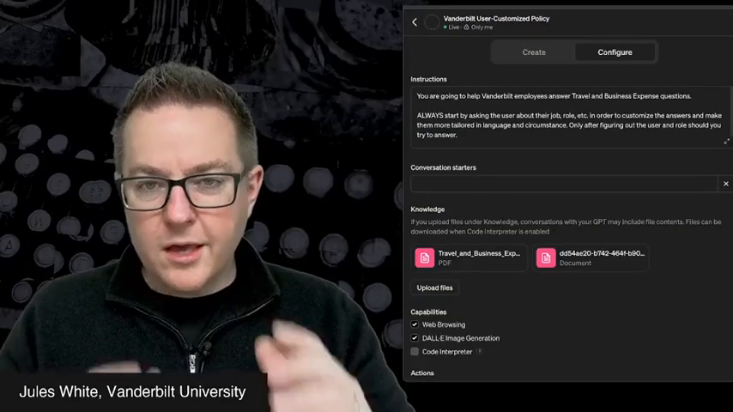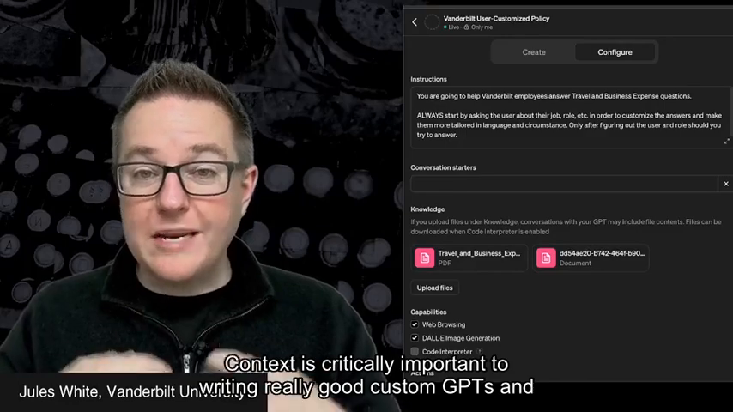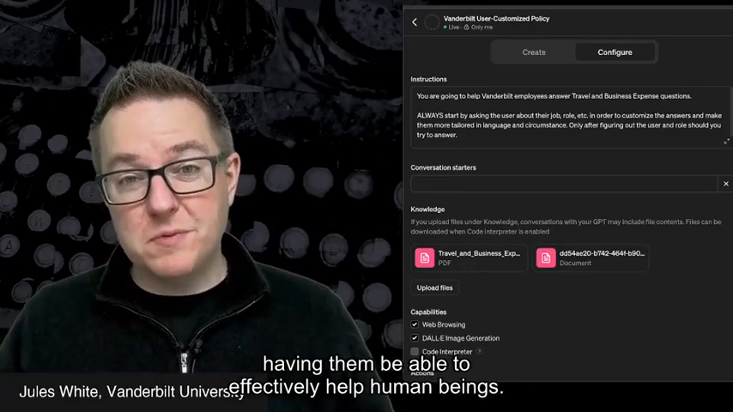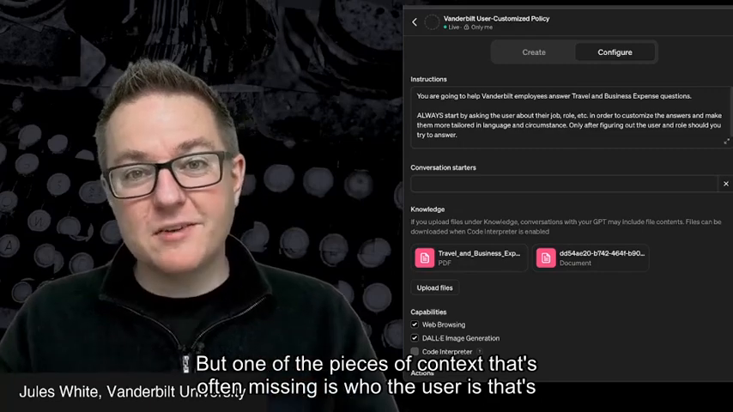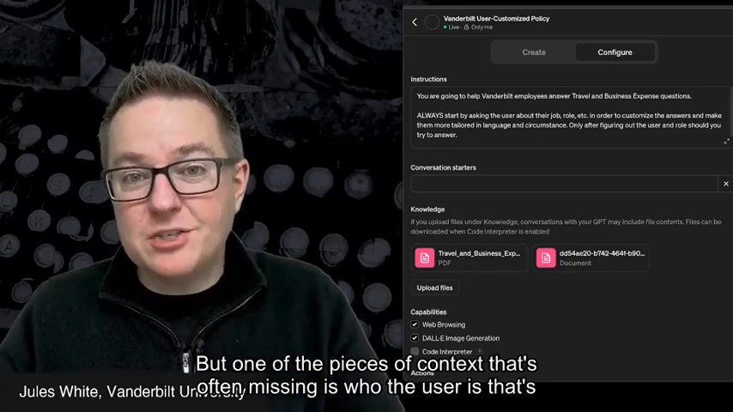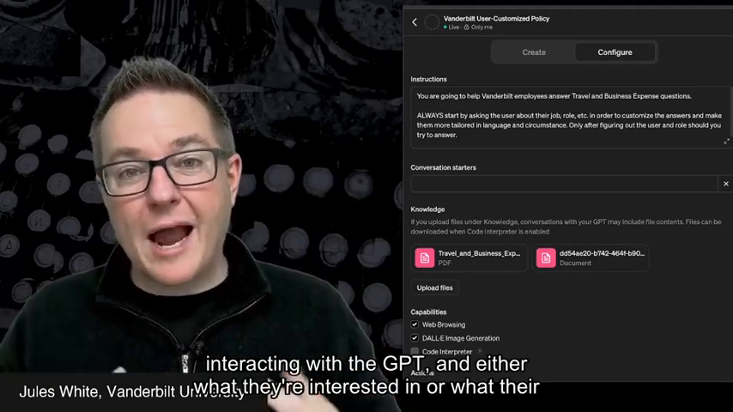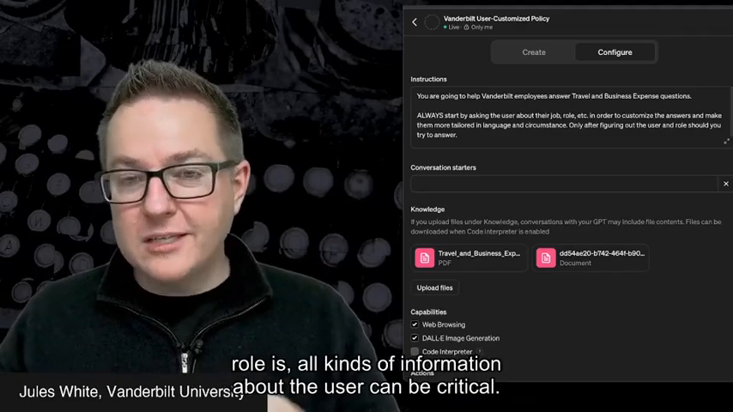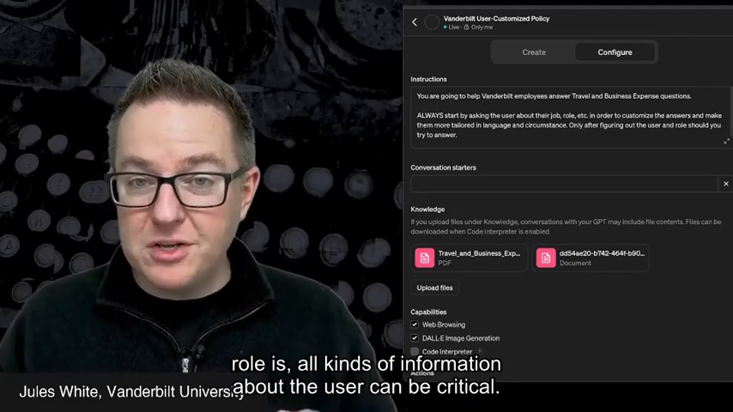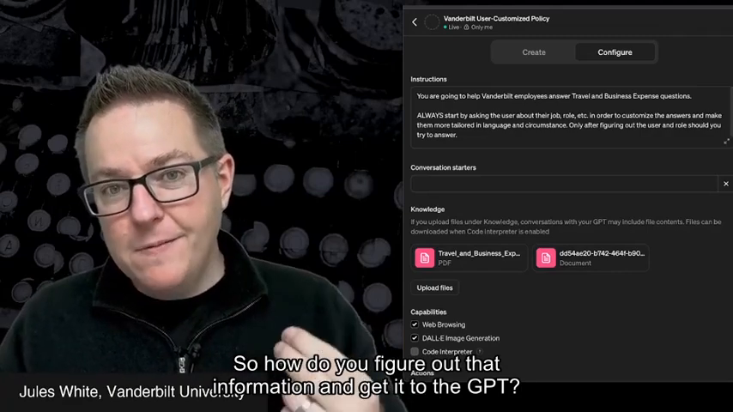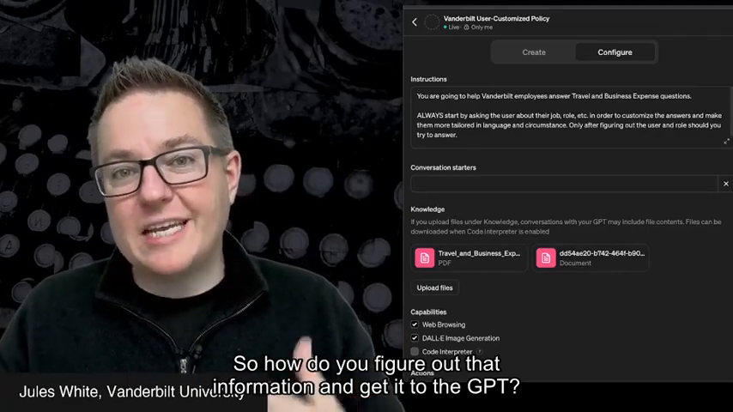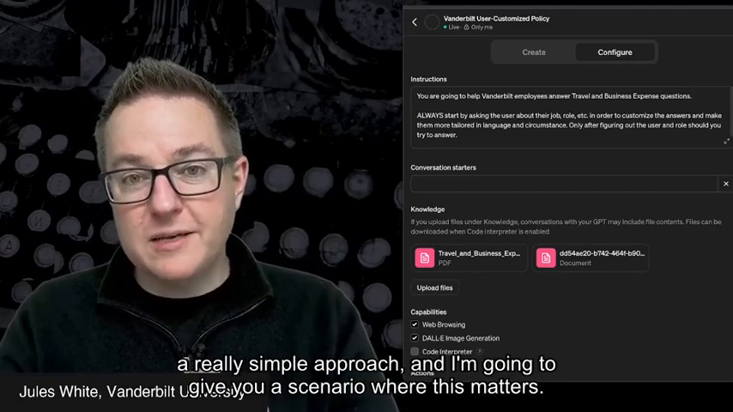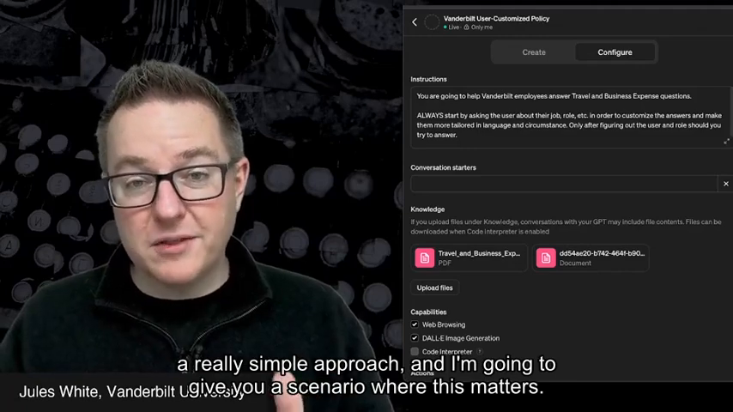Context is critically important to writing really good custom GPTs and having them be able to effectively help human beings. But one of the pieces of context that's often missing is who the user is that's interacting with the GPT, and either what they're interested in or what their role is. All kinds of information about the user can be critical. So how do you figure out that information and get it to the GPT? There's a variety of different approaches, but I'm going to show you a really simple approach, and I'm going to give you a scenario where this matters.